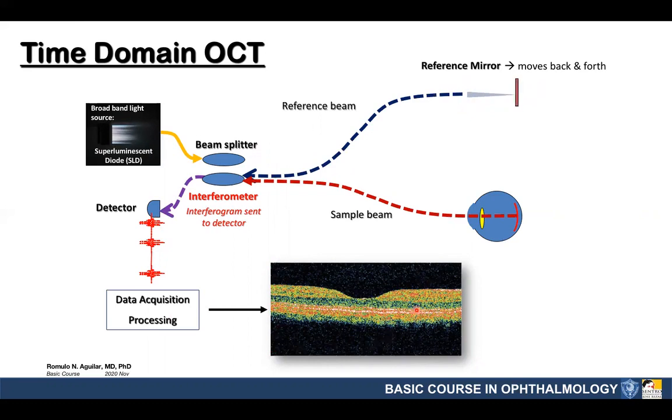You will see that the image from a time domain OCT, while relatively good, is still quite grainy. And this is because the movement of the mirror largely dictates the quality of the image. And the movement of the mirror can only go so fast. It cannot go as fast as the speed of light. And that's why you say it is time related, or it's time domain. So the time that the mirror moves back and forth is critical.